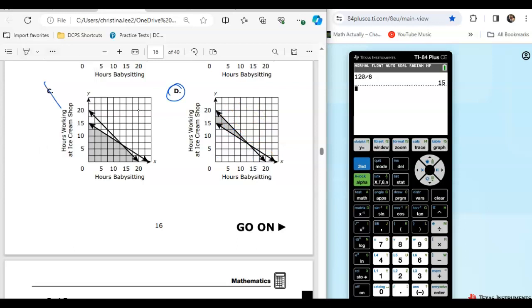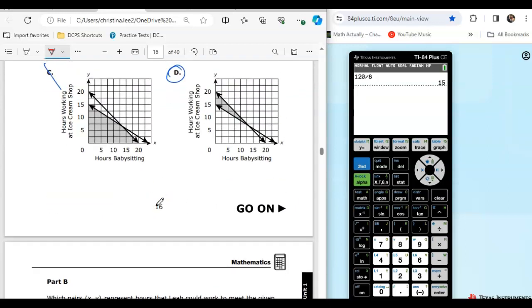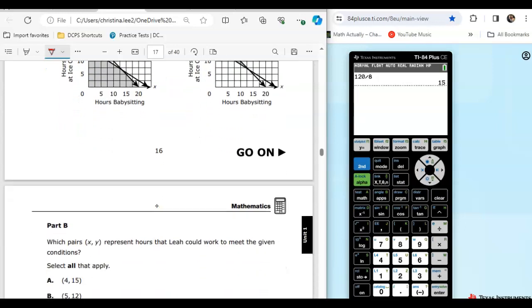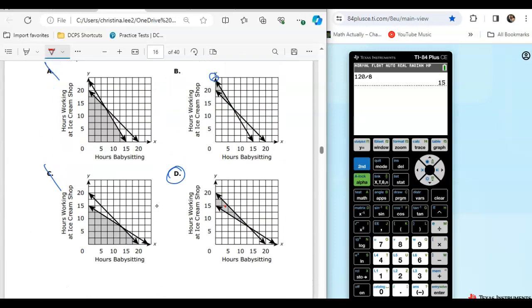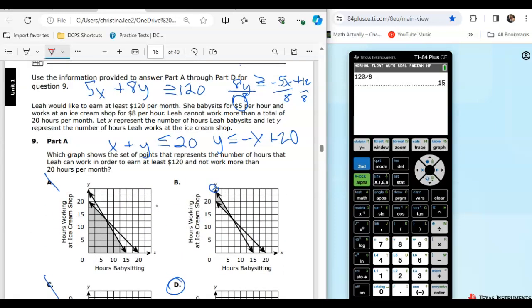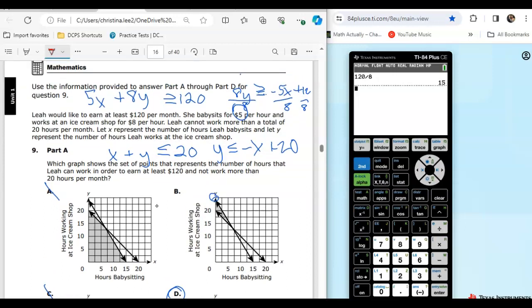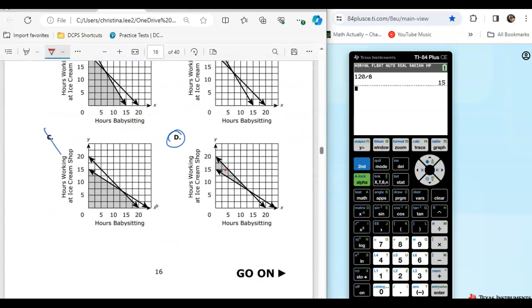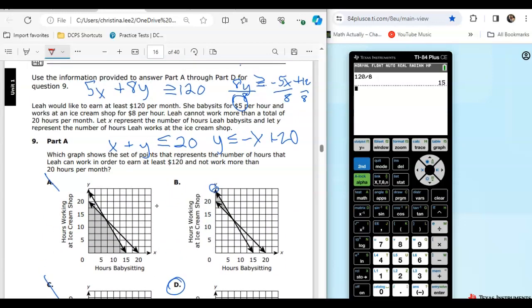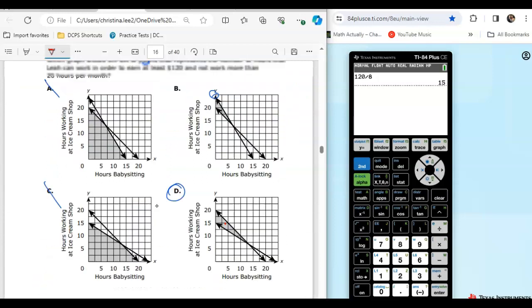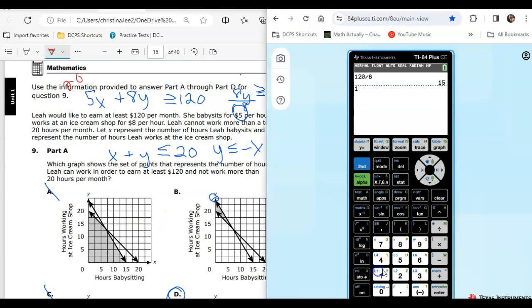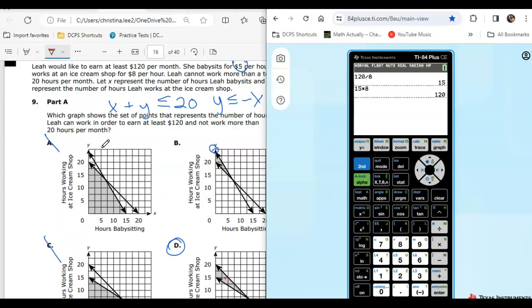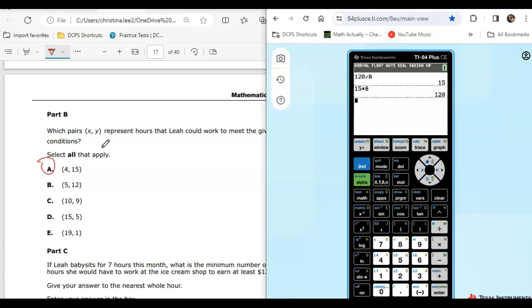All right, so when we're looking at this, we want to see which of these values would be inside those shaded areas. So 4, 15. So 4, 15 would be here, and that is in the shaded area, so that would work. You can also say 4 plus 15 is less than 20, so we know it works for that. And then we can also plug it into the equation here and see, is that greater than or equal to $120, right? So if we work 4, we would get 20 here plus, what was it, 15 times 8, which you might recognize to be 120. 120 plus 20 is 140, so 4, 15 works.